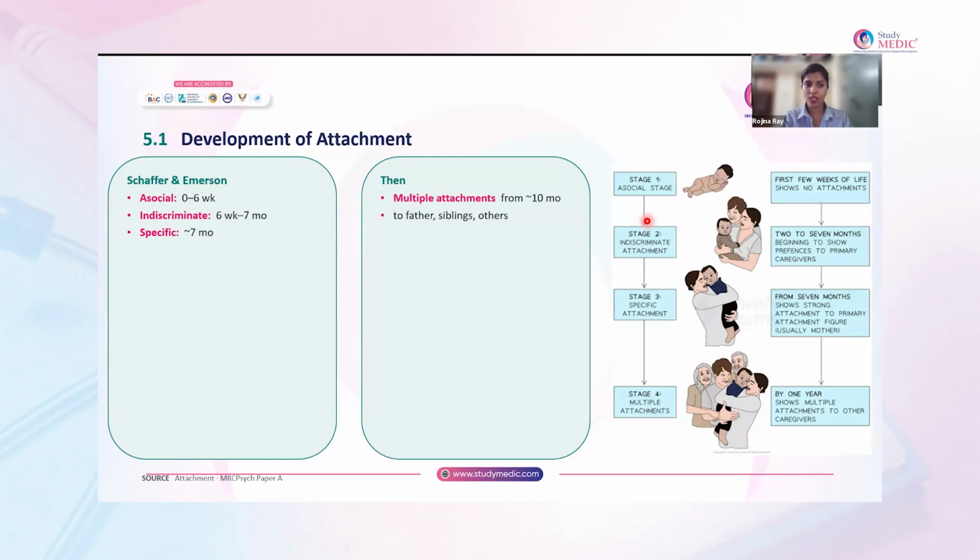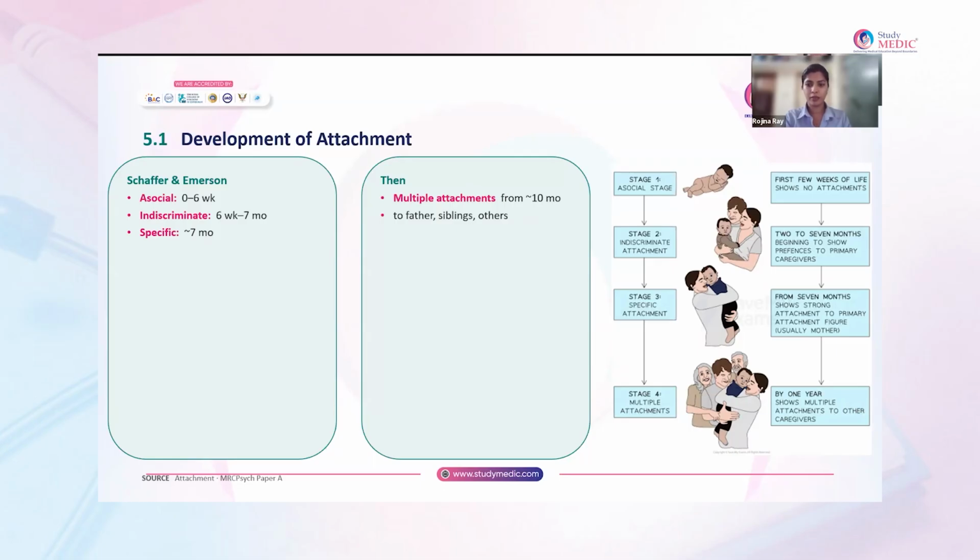First is the asocial stage, around 0 to 6 weeks. Then there is indiscriminate attachment, from 6 weeks to 7 months. Then there is specific attachment, usually towards a primary attachment figure, usually the mother. Then there is multiple attachment from around 10 months of age to other caregivers, like the father, the siblings, or others. This is the highlight of this theory, the stage of multiple attachments according to Schaffer and Emerson.